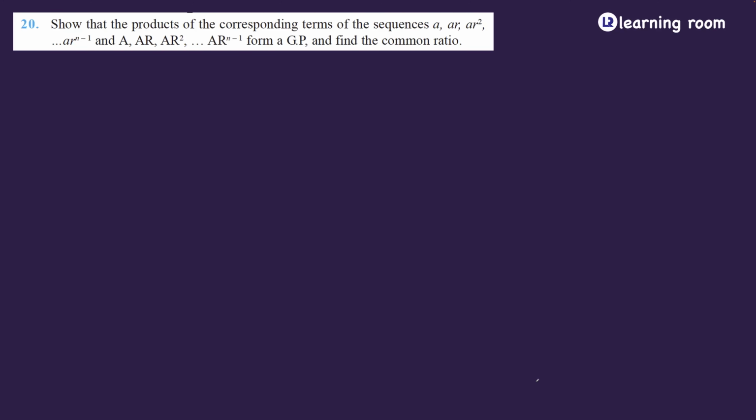Show that the products of the corresponding terms of the sequence a, ar, ar square, and so on till ar power n minus 1, and A, AR, AR square, and so on till AR power n minus 1, form a GP, and find the common ratio of the geometric progression. So this one I'll do.